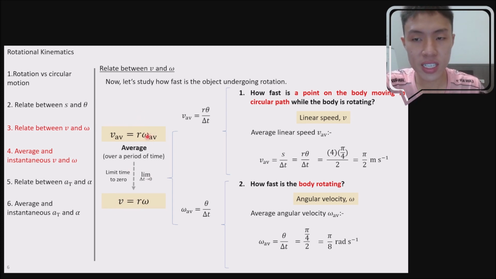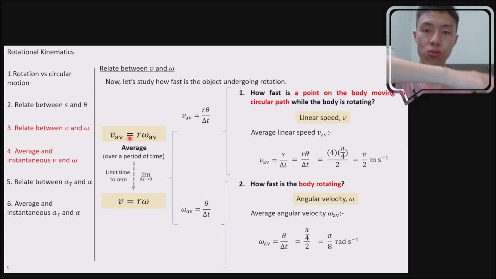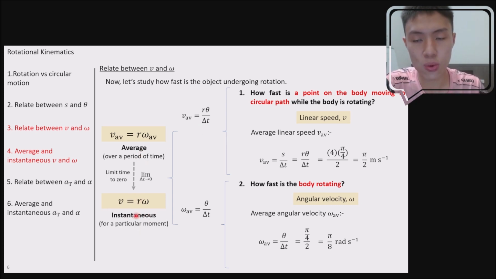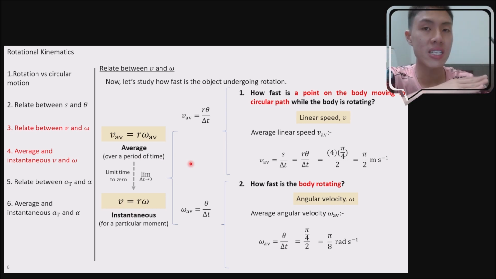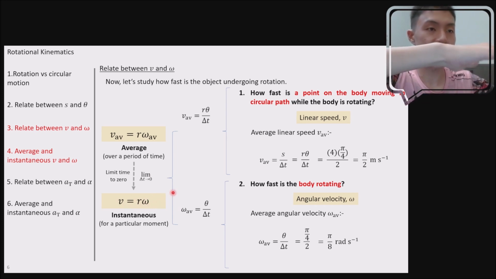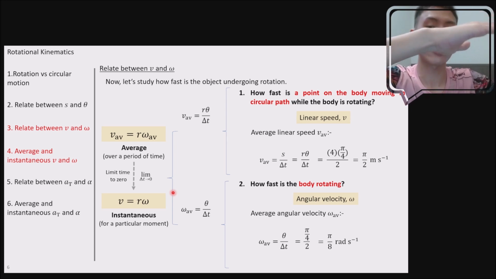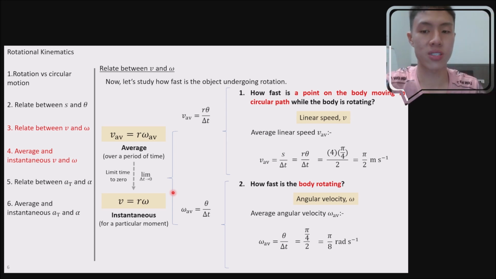Okay, previously this equation was focusing on the rotation for a particular period of time. From here to here, it takes a certain amount of time. But now, this equation is focusing on any particular moment: what is the linear speed at that moment? What is the angular velocity? Let's say when it's swiping through this moment, what is the linear speed? What is the angular velocity? They are focusing on a particular moment.